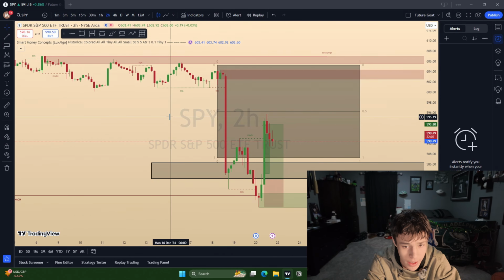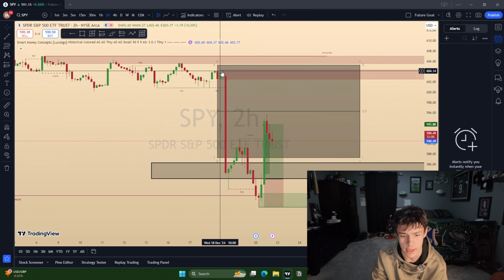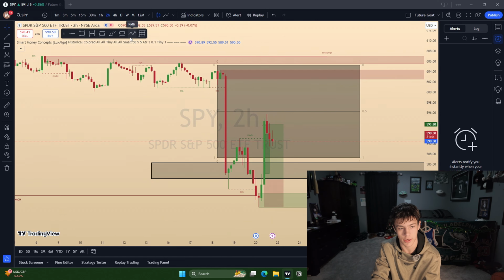Anyway, took one trade today. Yesterday, I don't know if you know, $1.5 trillion was sold off the stock market with FOMC. That's this huge red candle right here.